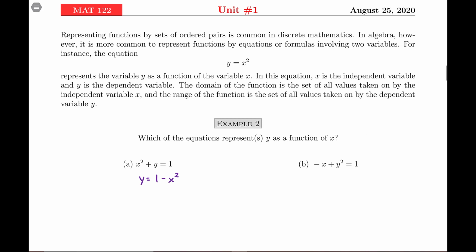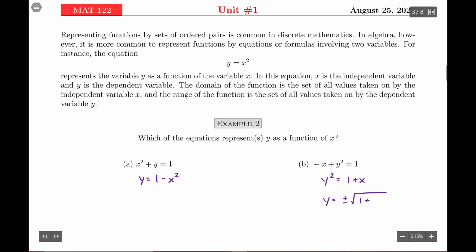So if I put in 2, I'm going to get negative 3. 1 minus 4 is negative 3. No x value will generate more than one y value. If we look at part B, again, we want to solve this for y. So the first thing we're going to do is add x to both sides. And then take the square root of both sides.